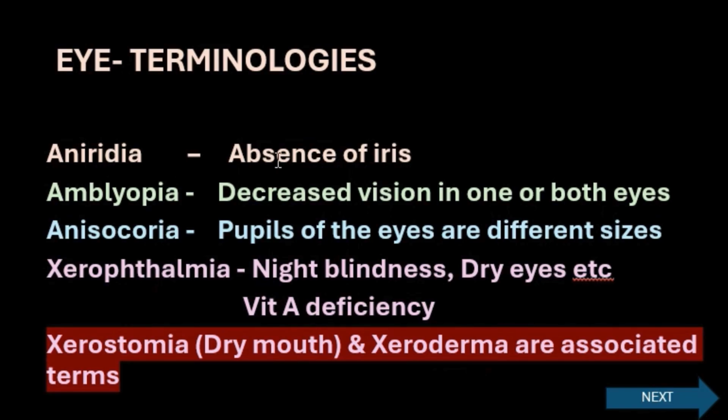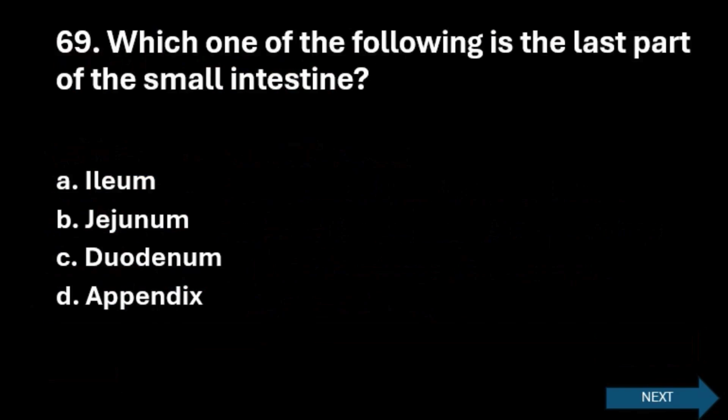Next question. Which one of the following is the last part of the small intestine? You have to remember the anatomy of the alimentary canal for this question. Option A, ileum. Option B, jejunum. Option C, duodenum. And option D, appendix. The right answer here is option A, ileum.